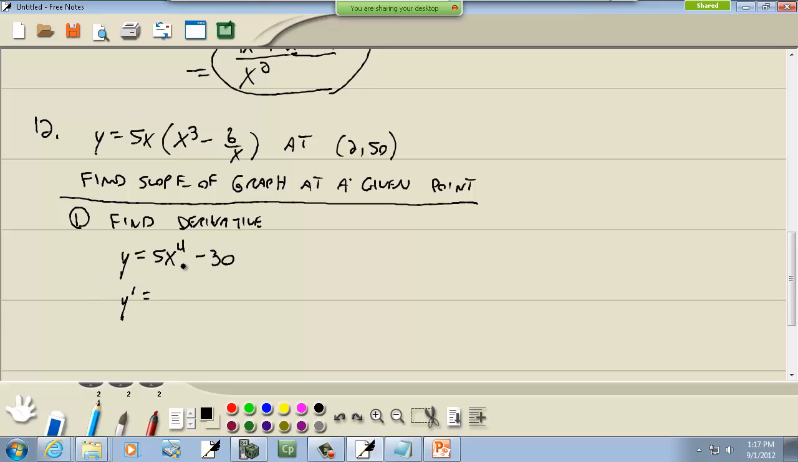Okay, so for a derivative, 5 stays out in front, x to the fourth power. Take your power, put it out in front, lower by 1. The negative 30 drops away. So that gives us 20x to the third.